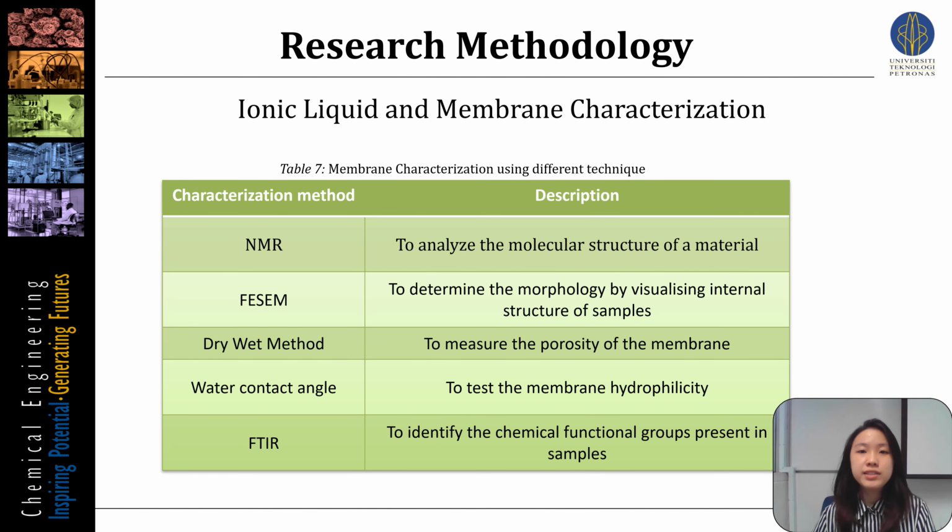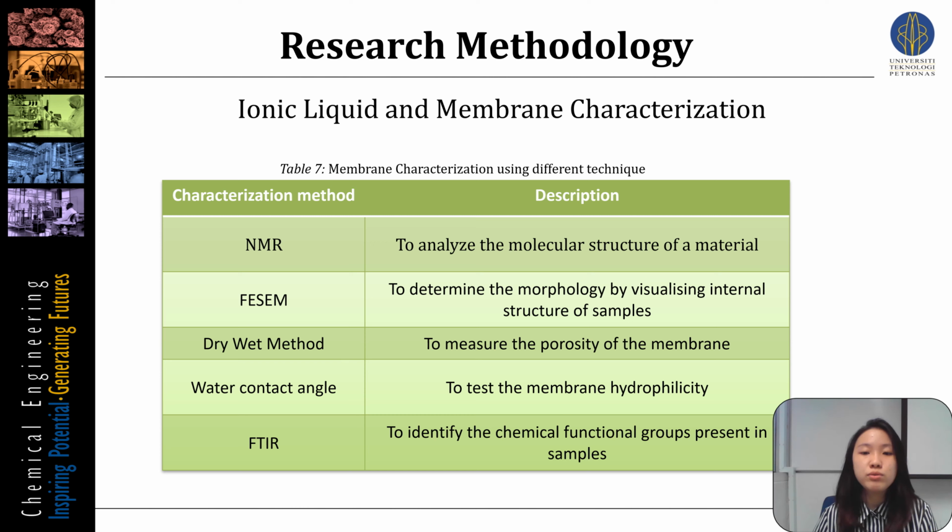Subsequently, characterization will be done on the ionic liquids and the membrane. For ionic liquids, the characterization method is NMR, which is to analyze the molecular structure of the ionic liquid. Next, I will also investigate the characterization of nanofiber membrane using 4 methods: FESEM, dry-wet method, auto contact angle, and FTIR. Basically, FESEM is to determine the morphology by visualizing the internal structure of a sample.